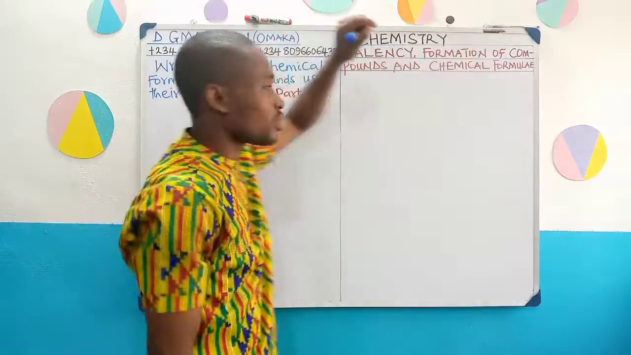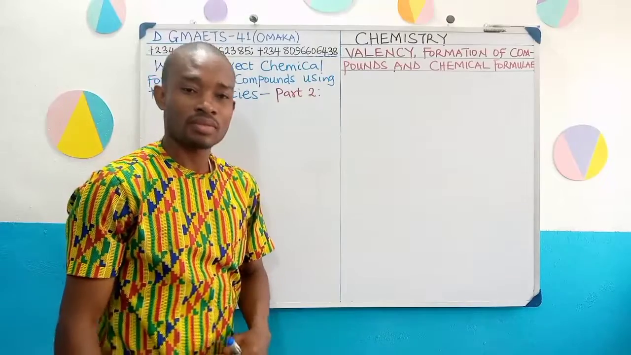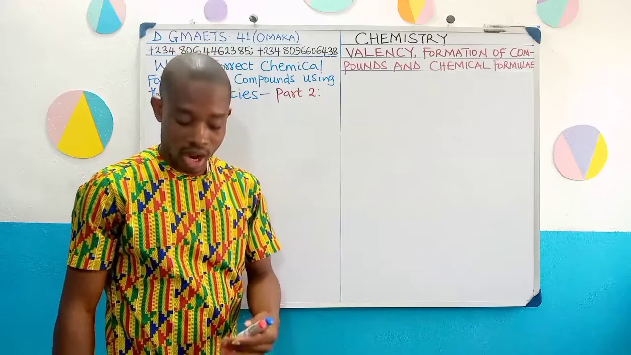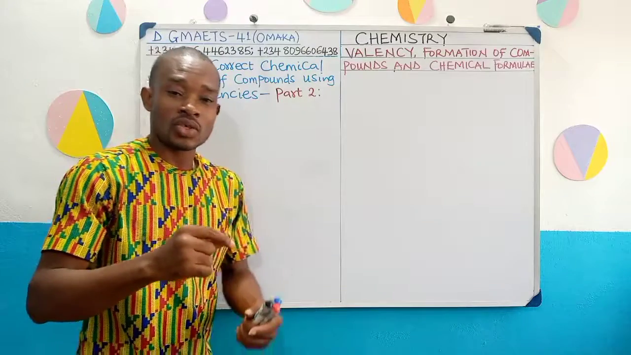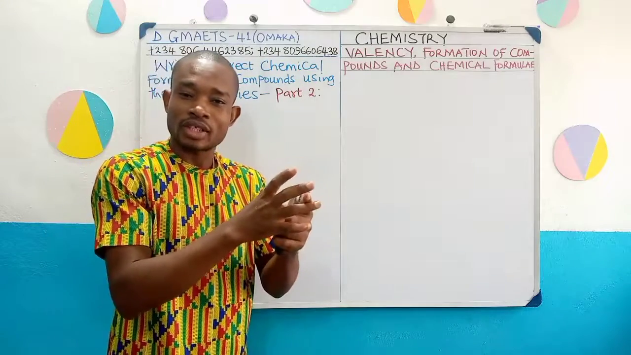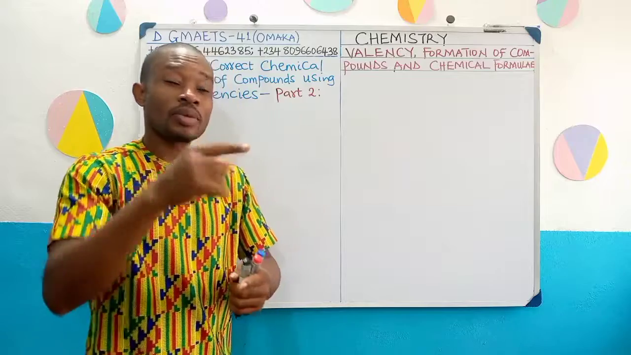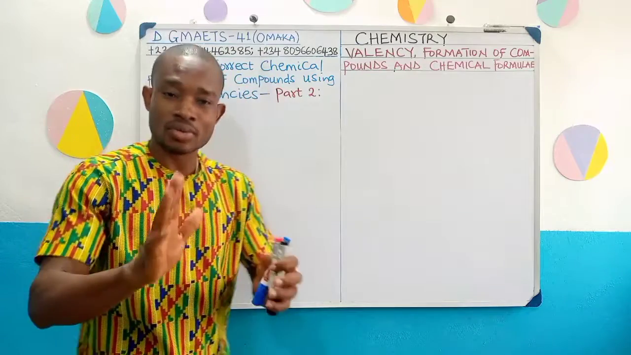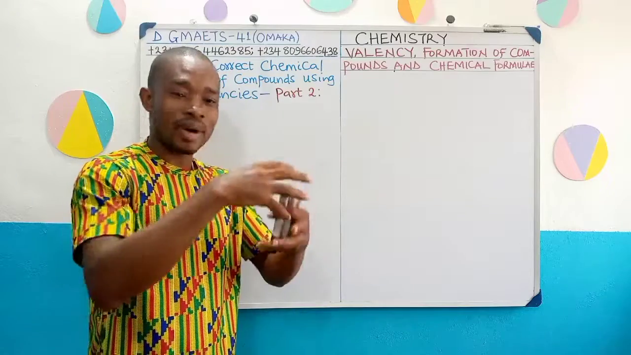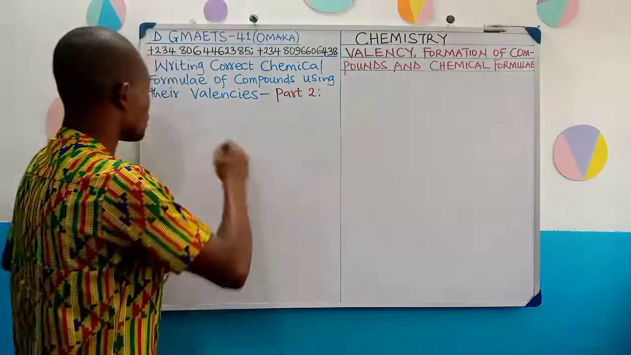Tetraoxosulfate 6. So it contains three elements: hydrogen, sulfur, and oxygen. Now, the sulfate 6 is the sulfate radical. That is SO4 because it had tetraoxo. So it has the SO4 2- radical, of course combining with hydrogen. So this is what we're going to get.